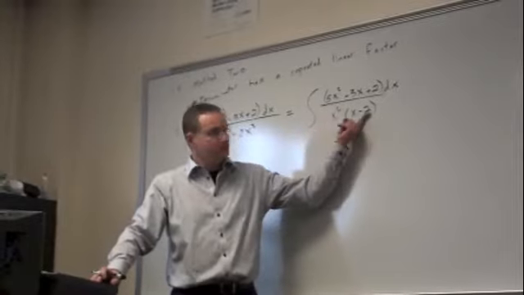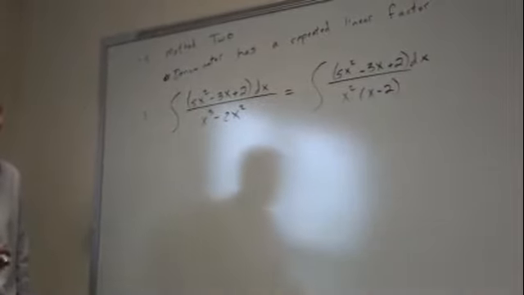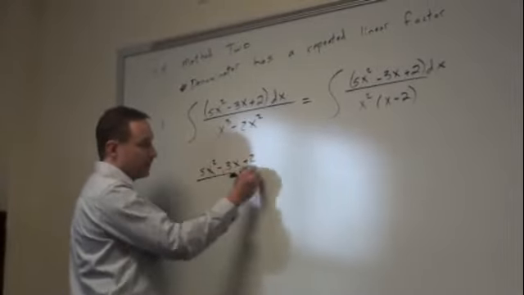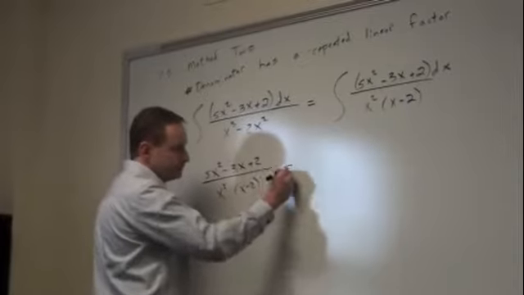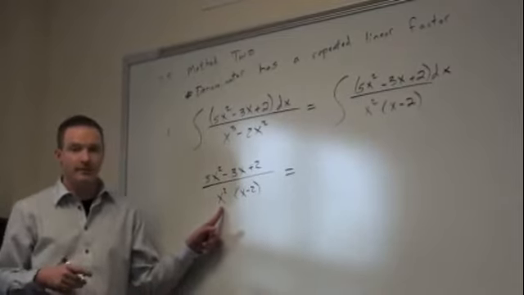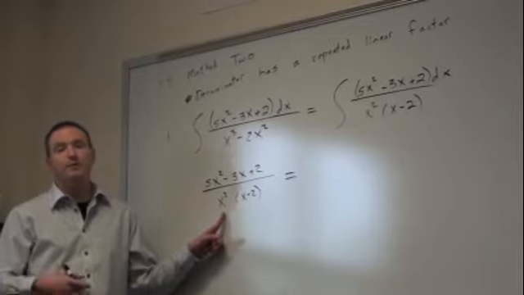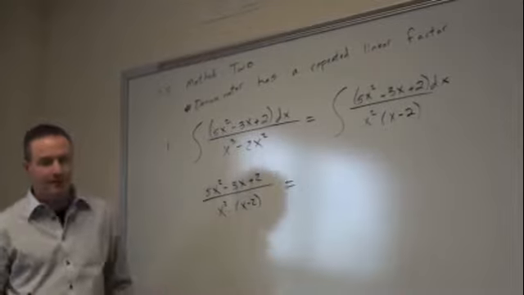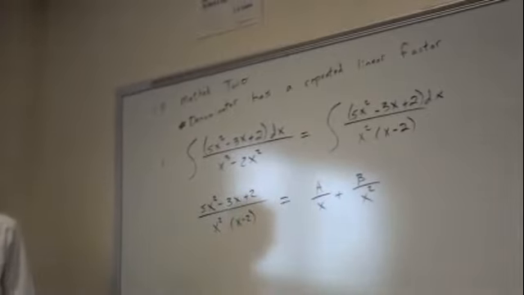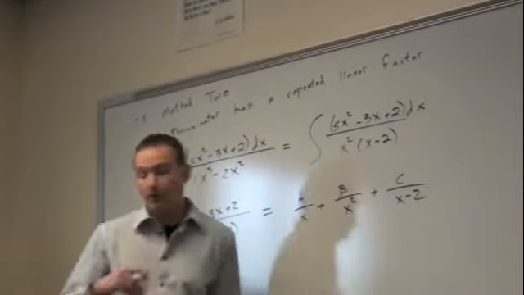So what this is telling me is that I have a linear factor of x that occurs twice. The solution here is x equals 0 and x equals 2, if I were finding where this rational function does not exist. Now I'll algebraically look at the fraction on the inside, 5x squared minus 3x plus 2 over x squared times x minus 2. All you're going to do is set up a fraction for every power of this linear factor. If it were an x to the fifth, you would say a over x plus b over x squared plus c over x cubed plus d over x to the fourth. You would have to do it 5 times. In this case, it's not that bad. You just say a over x plus b over x squared plus c over x minus 2. That's all we have to do.